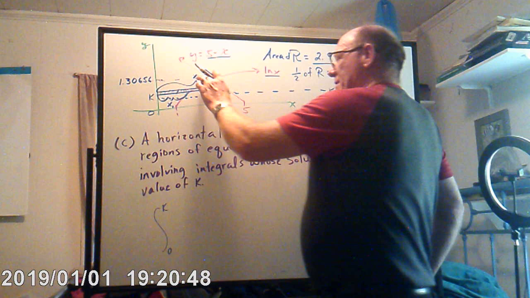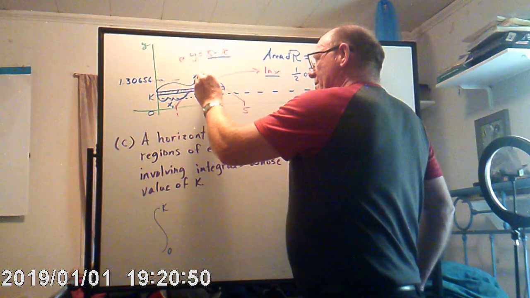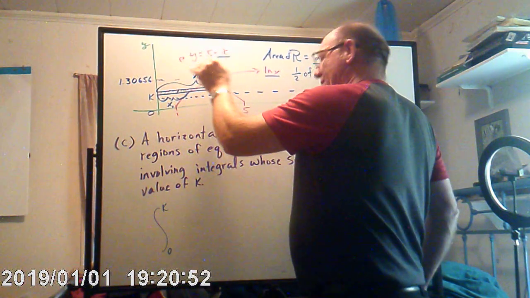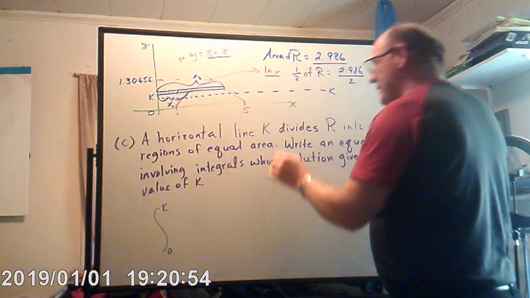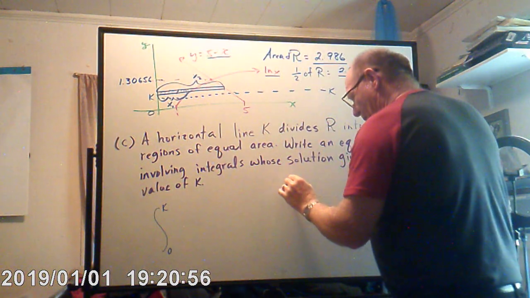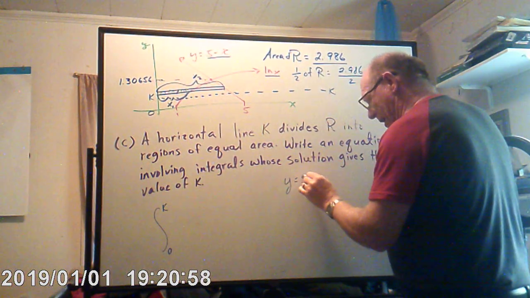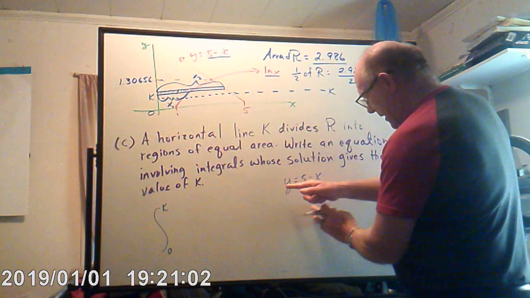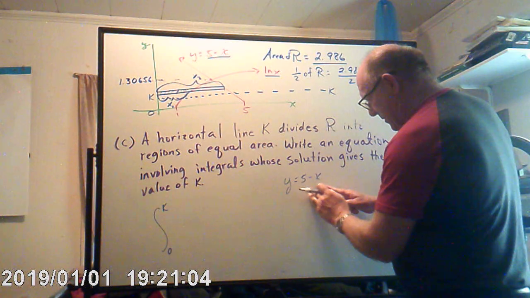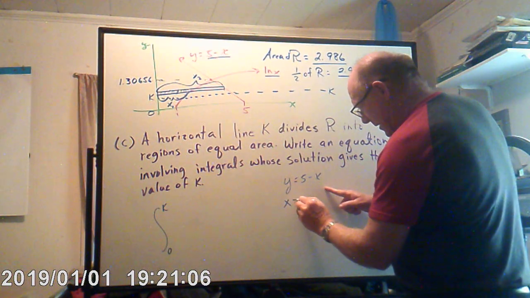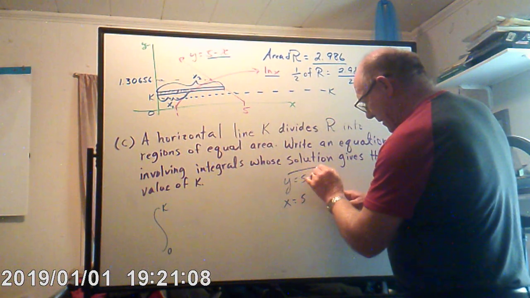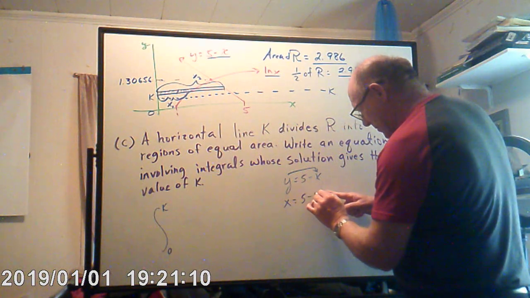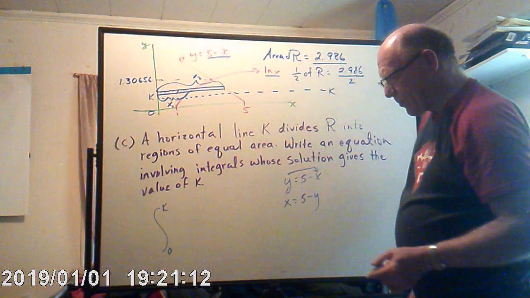Alright, x sub 2 minus x sub 1. But now we've got to solve for x. So in this case, let's do that. We have y is equal to 5 minus x. So we're solving for x. I just want to interchange x with y. If I do that, this x is positive, and when I move this y over here, the y will be negative. So 5 minus y.